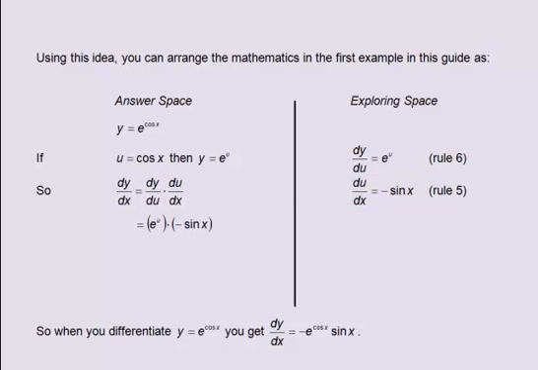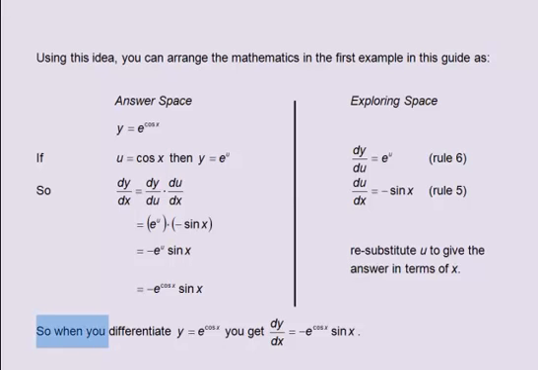dy by dx equals e to the power u multiplied by minus sin x, which equals minus e to the power u multiplied by sin x. Make a note, re-substitute u to give the answer in terms of x. So, dy by dx equals minus e to the power cos x multiplied by sin x. So when you differentiate y equals e to the power cos x, you get dy by dx equals minus e to the power cos x multiplied by sin x.